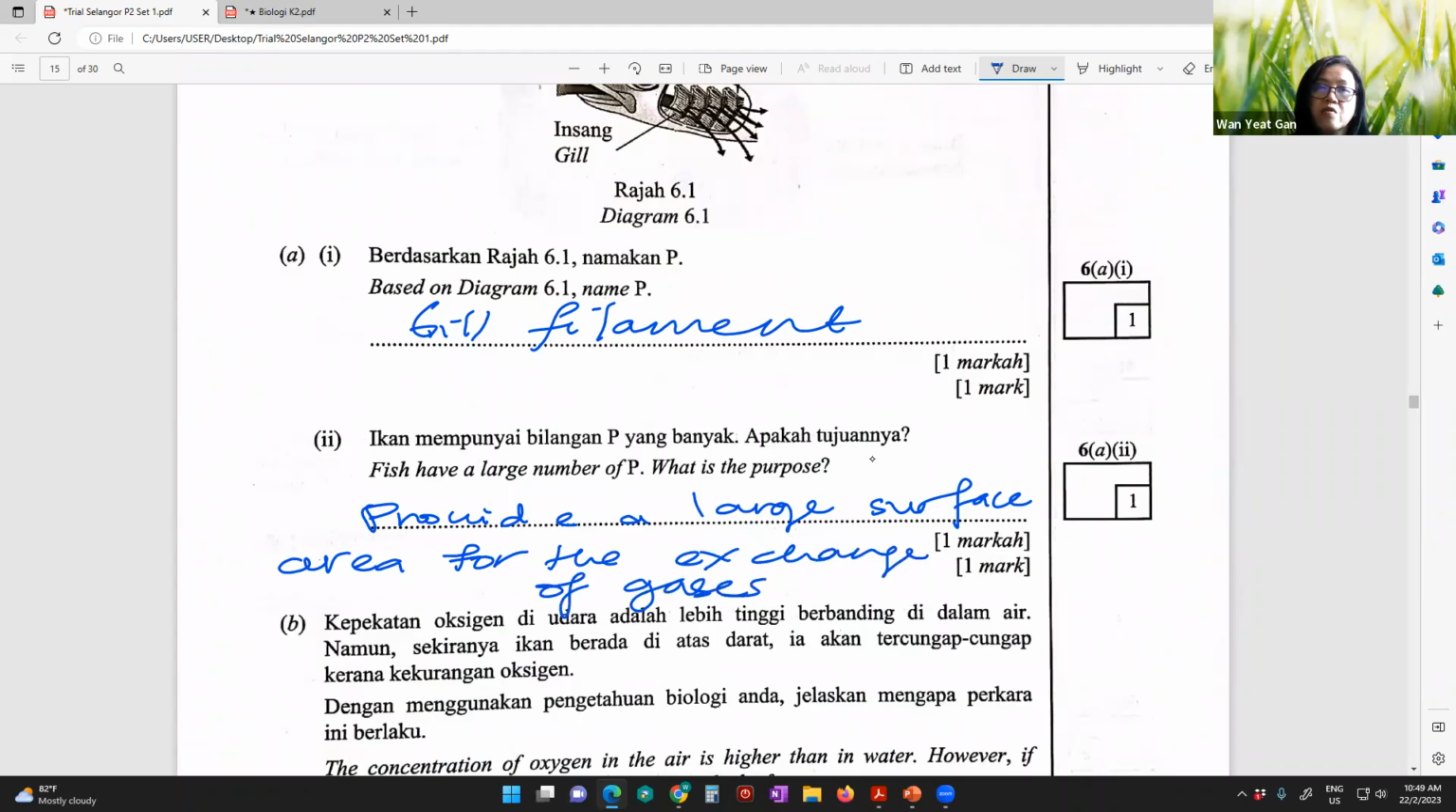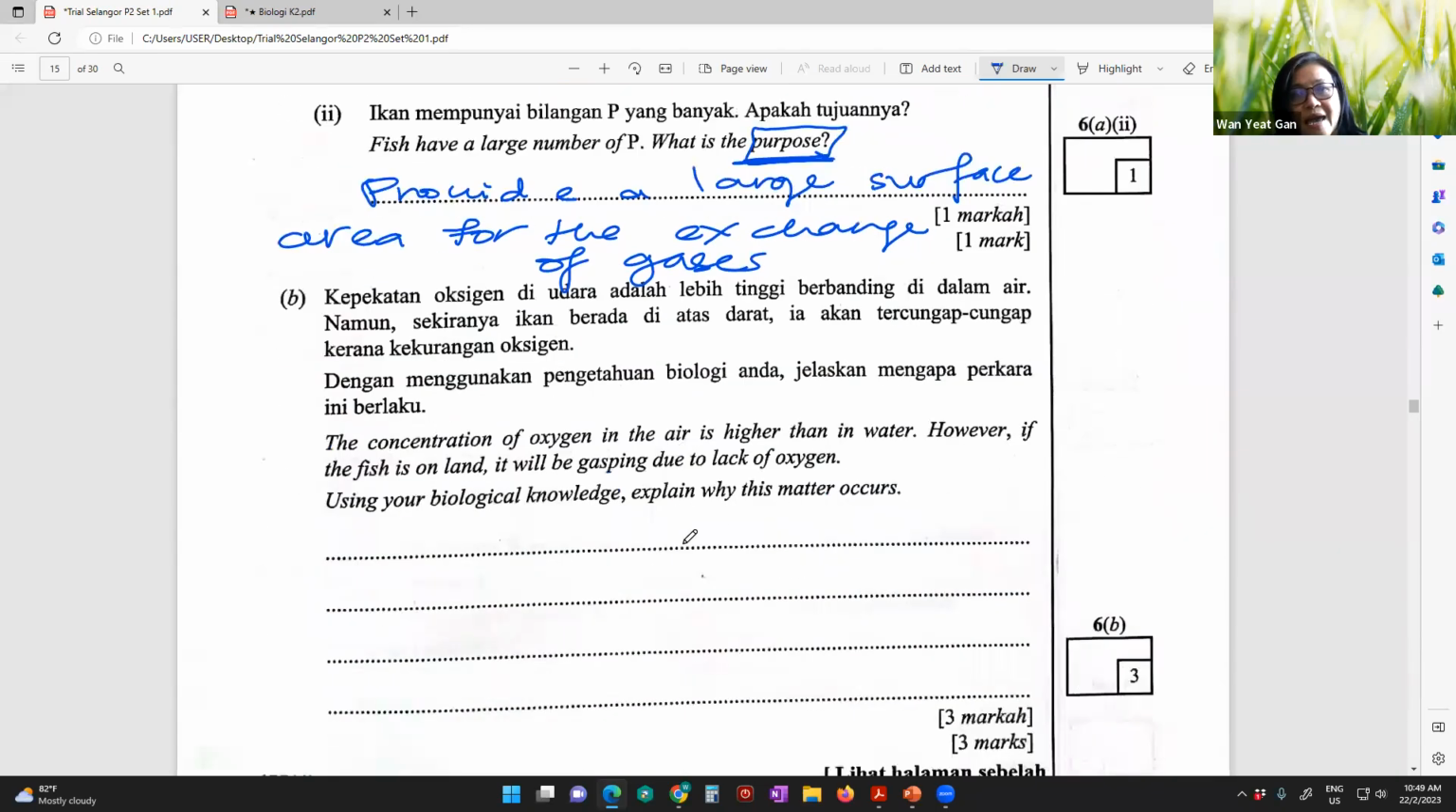Okay, so we must answer the question which asks what's the purpose. The concentration of oxygen in the air is higher than in water. However, if the fish is on land, it will be gasping due to lack of oxygen. Using your biological knowledge, explain why this matter occurs. Now, you know fish, their medium in which they obtain oxygen is through water. So the gills are not adapted to obtain or absorb oxygen from the air. So they will be gasping for air because they are not adapted to live on land.